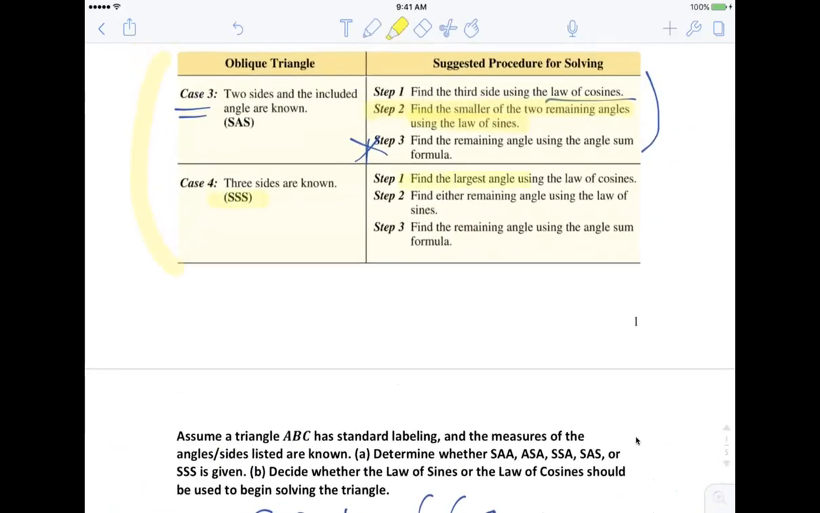Step 1, find the largest angle using the law of cosines. And again, that's going to go back to this restriction of the law of sines. The law of sines only can find acute angles. So we want to find that largest angle using the law of cosines, and then the others will be acute. There's only one possible large or obtuse angle. Okay, so key, get that largest angle. It's important.